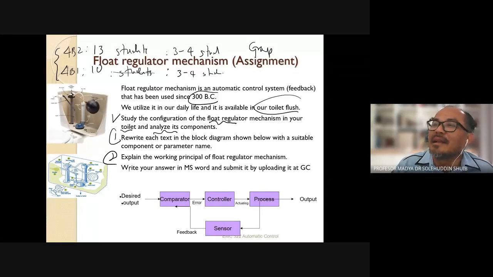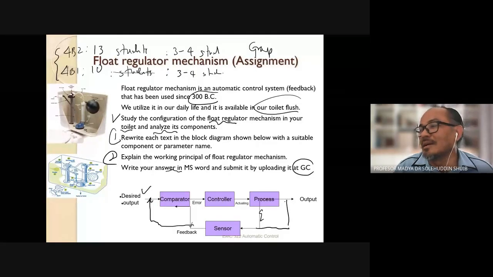I want you to discuss in group and write a report in Microsoft Word, and then submit this first assignment in our Google Classroom. I will give you the link later. So we have here desired output, comparator, controller, process, and then the feedback. This is a correction of this.